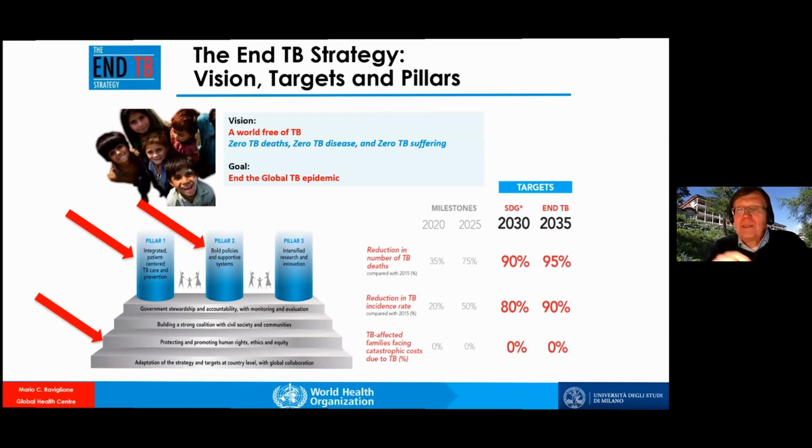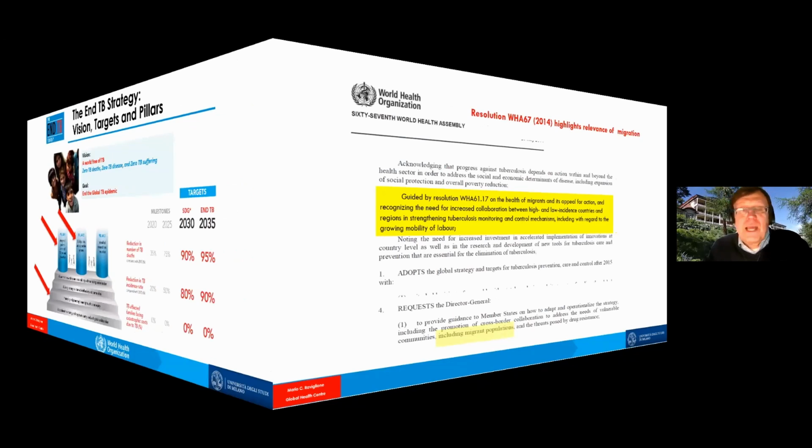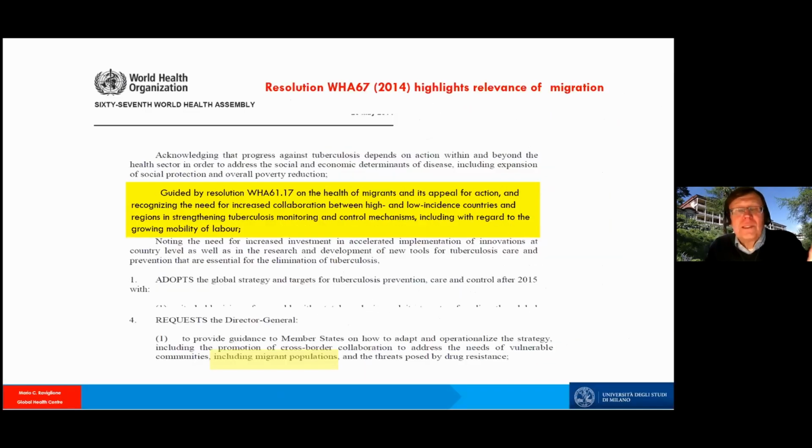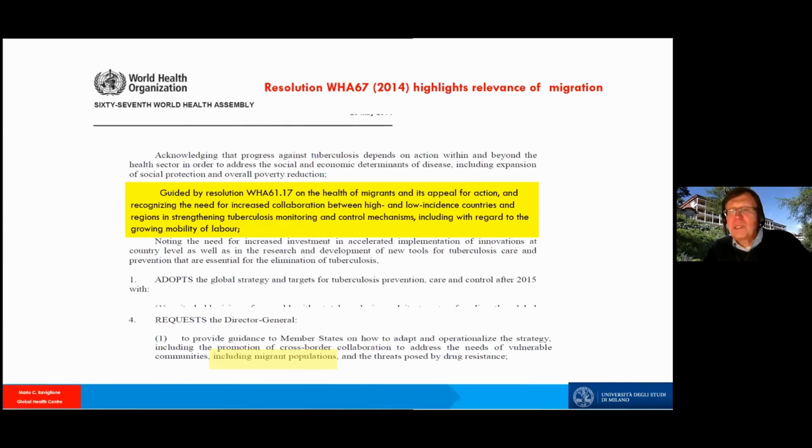Not only, but when you look at the actual resolution that promoted the End TB strategy and the related targets, this is the wording that we had there, guided by a previous resolution on the health of migrants and its appeal for action and recognizing the need for increased collaboration between high and low incidence countries and regions in strengthening TB monitoring, etc., including with regard to the growing mobility of labor. Not only, but in the request to the Director General, you have this wording, number 1 there at the bottom, provide guidance to member states on how to adapt and operationalize strategy, including promotion and cross-border collaboration to address the needs of vulnerable communities, including migrant populations. So no doubt that this has been policy.